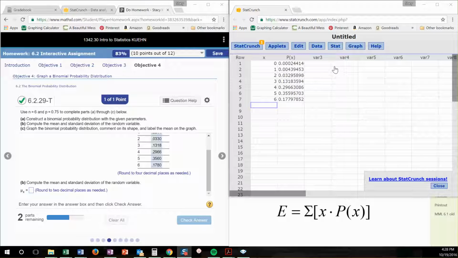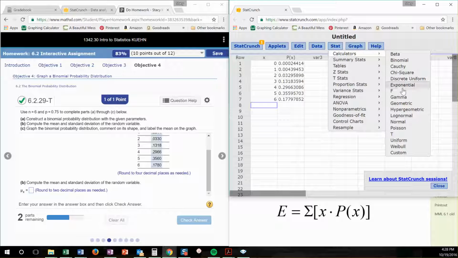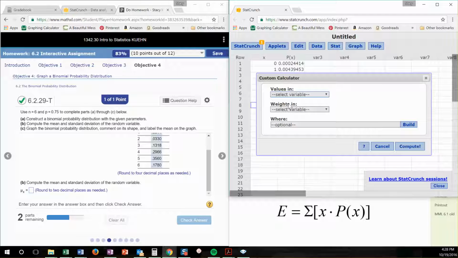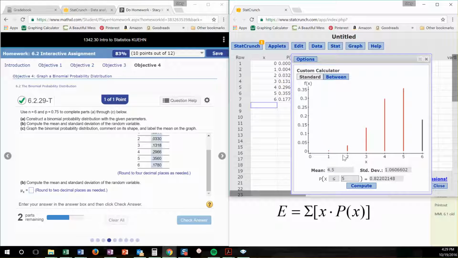So if you remember from a previous section, we can have StatCrunch do a calculator, and we're going to do the custom calculator down here. The values are in the x, and the weights are in the probability, or the P(X), and I'm going to click compute. And StatCrunch has now calculated for me the mean of my random variable as well as the standard deviation, and it even created the graph that I wanted, right? These bars represent the probability of each of my x values over here. So I would take the mean and the standard deviation given to me here, plug them into the problem, and that would give me the answers.